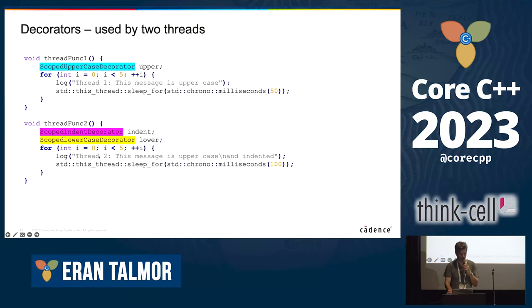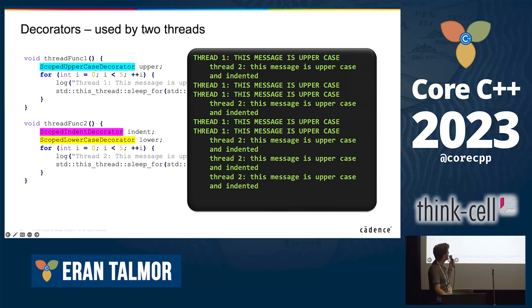So here we have two threads. One is just turning the text into uppercase, and the other is both turning the text into lowercase and indenting it. It goes in a loop and prints with sleeps, so you're going to see something like this. Thread one messages interleaved with thread two messages. You can see that this is uppercased and this is both lowercased and indented.